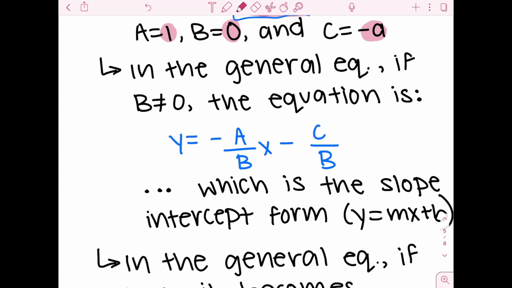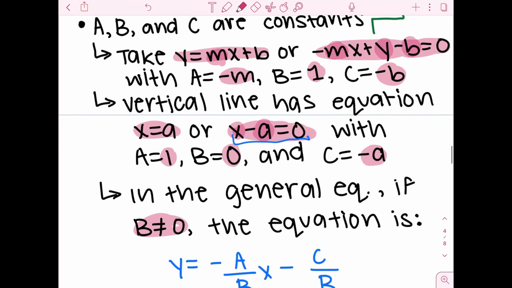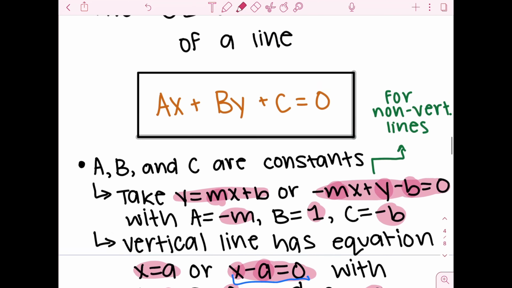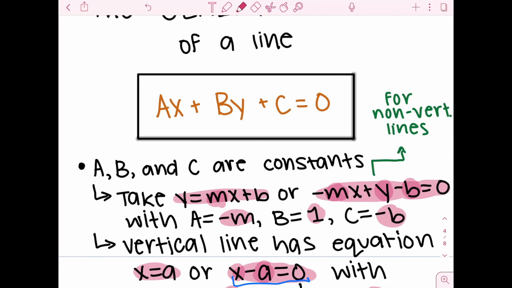Next, in the general equation, if b is not equal to 0, the equation will be y is equal to negative a divided by b times x minus c divided by b. So going back up to our equation, if b is not equal to 0, we can move the term ax and c to the right-hand side so that we can divide all the terms by b if it's not equal to 0.